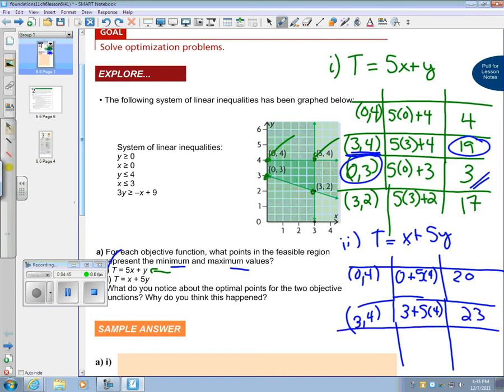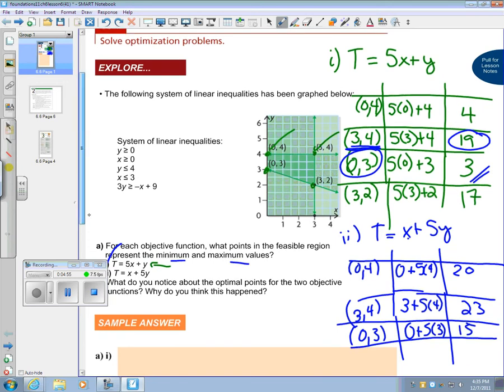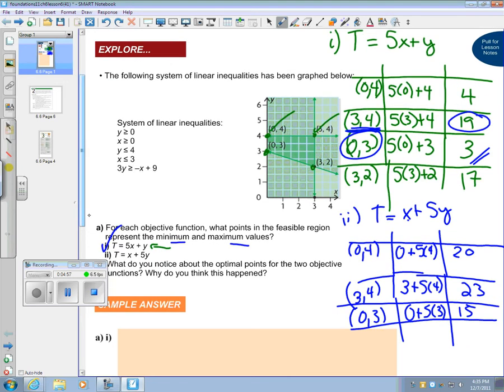Okay, we have (0, 3). So we have 0 plus 5 times 3 is 15. And finally, we have the point (3, 2). So we have 3 plus 5 times 2. Well, this is 10 plus 3 is 13. So here we have a maximum at this point. Here's our maximum, and our minimum is at this point. There's our minimum. Interesting.